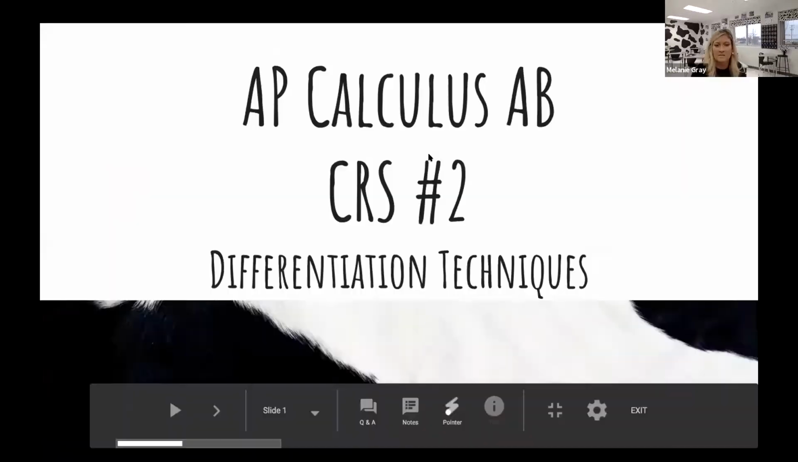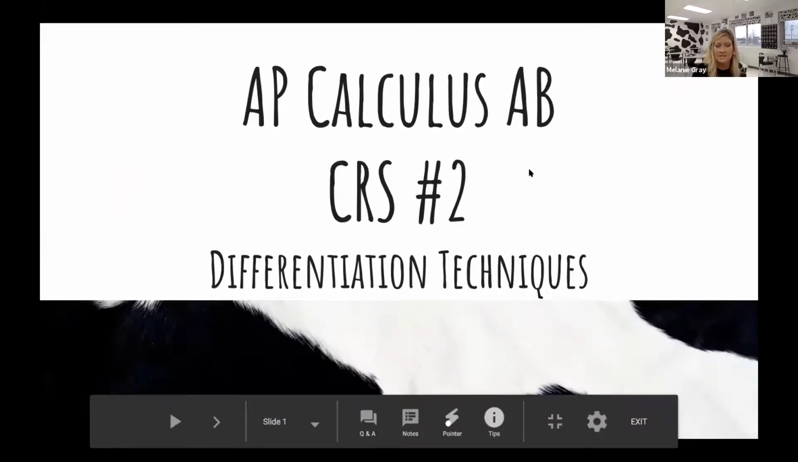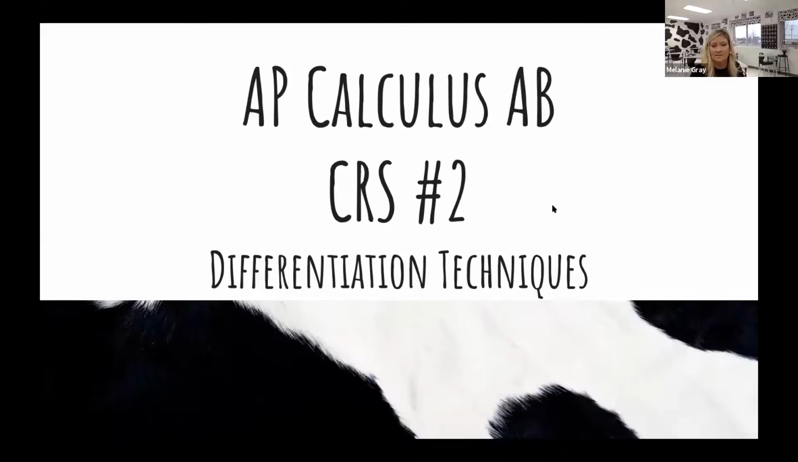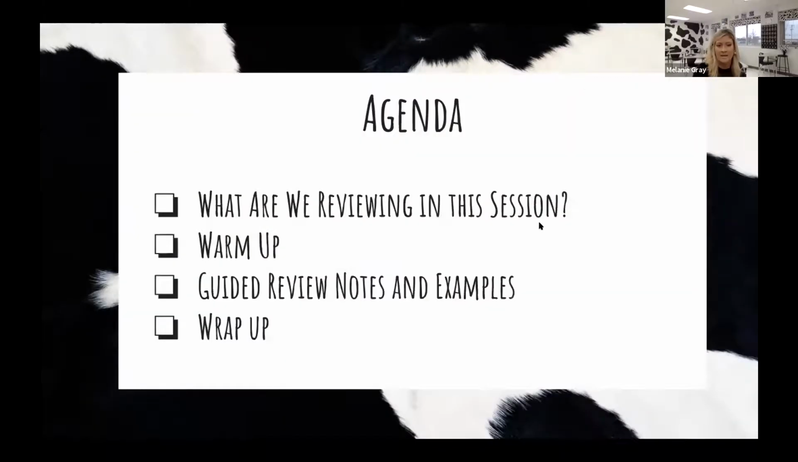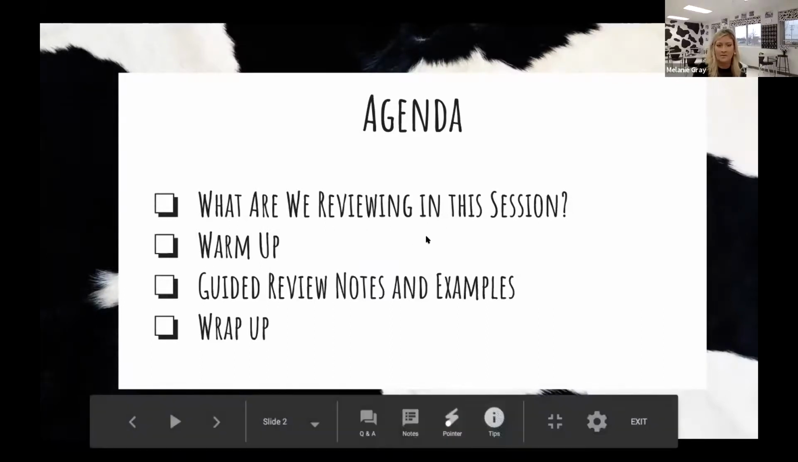So as Aaron mentioned, we're moving into differentiation techniques. And I mentioned at the beginning that a good way to segue into differentiation is to look at the limit definition of a derivative. So that's kind of where we'll start today. After we talk about what we're reviewing in this session, we'll do a little warm up and then go into the guided review and the notes.